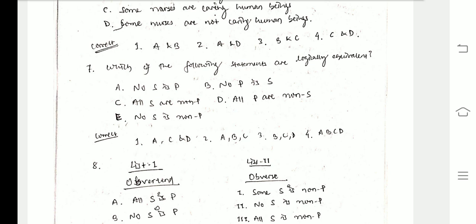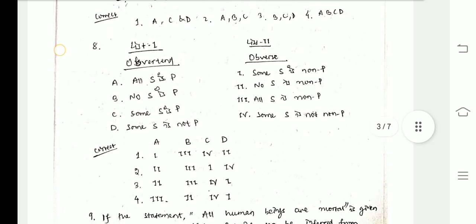Now let us check C. All S are non-P. Yes, C will also be taken. Let's see D option. All P are non-S. Yes, D will also be taken. As A, B, C, D all are logically equivalent. No S is non-P. It says that S and P are the same circles, meaning overlapping here. But A, B, C, D are two different circles. So option 4 will be our correct answer.